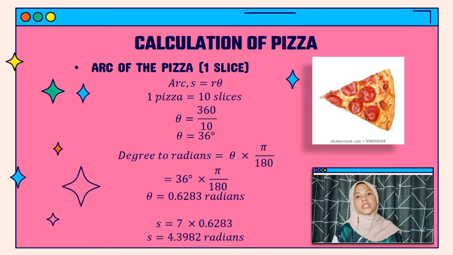Next, the arc of the pizza. The formula is S equals r theta, where theta is in radians. First, we need to convert the degrees of each slice to radians using the formula theta times pi over 180. The radian is 0.6283 rad. After that, we can get the arc by multiplying the radius by theta.